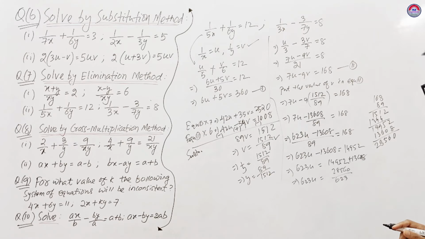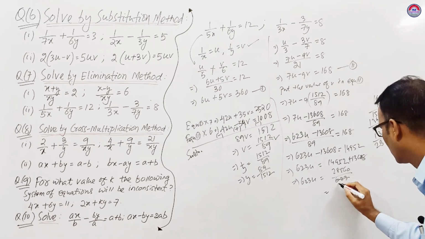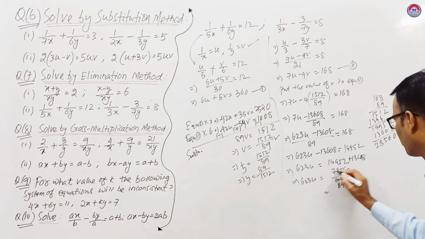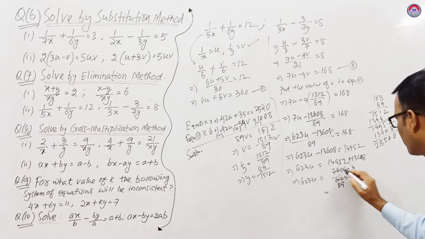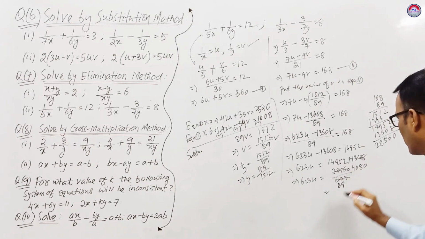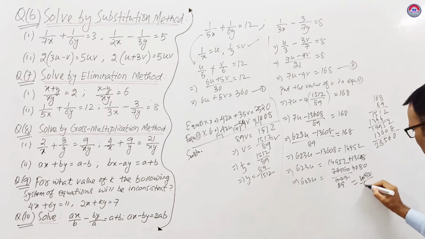Dividing by 623, which is 7 into 89, we get u equal to 4080 by 89. This is the value of u.